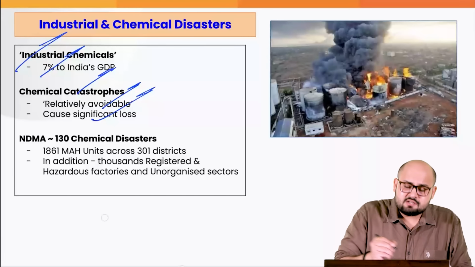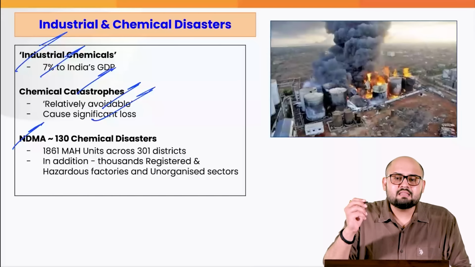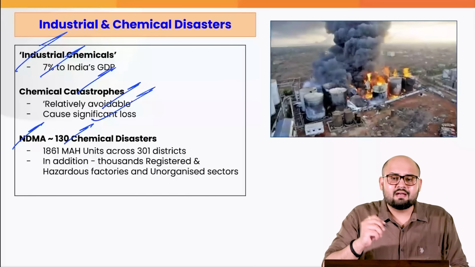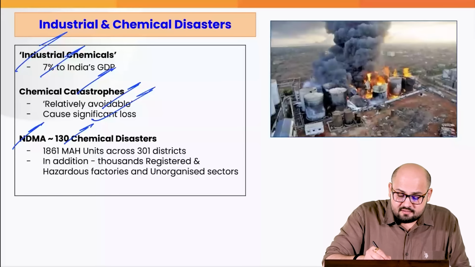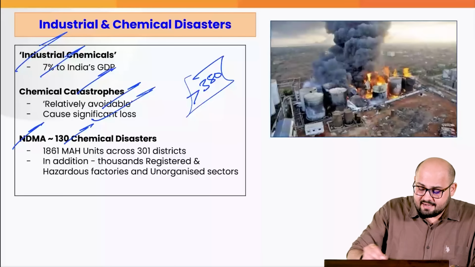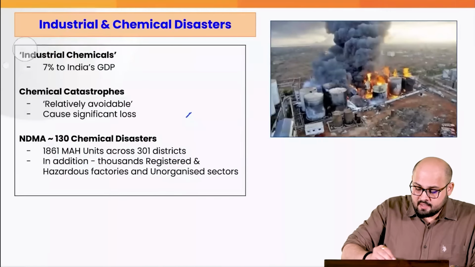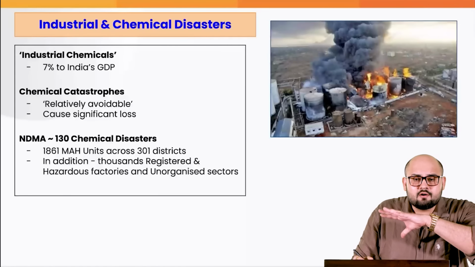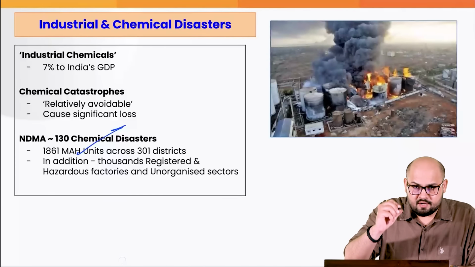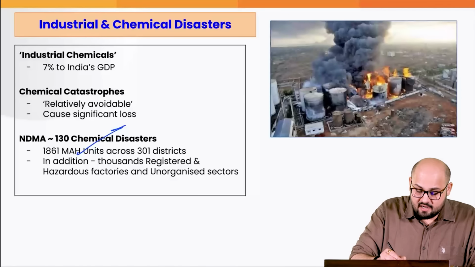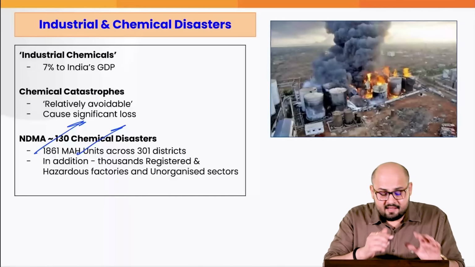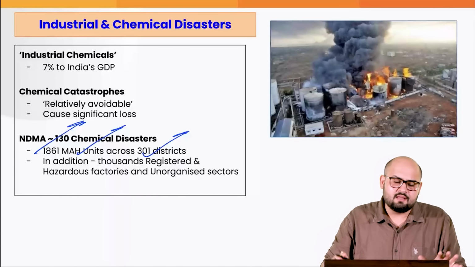Now, we have the National Disaster Management Authority, which has said that in the last decade, there have been more than 130 chemical disasters and it has taken the toll of almost more than 350 people. That's what you have to understand. Now, see, how does the NDMA deal with this particular aspect? The NDMA has basically drawn a regional map and it has come up with the major accident hazard units. I'm again repeating, major accident hazard units. It has made a list of almost 1861 MAH units across 301 districts in the country.